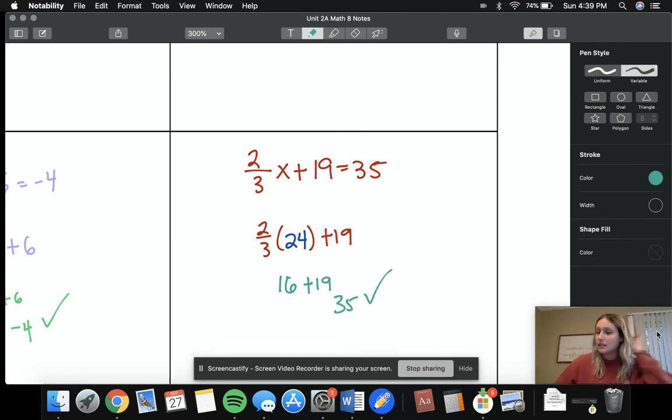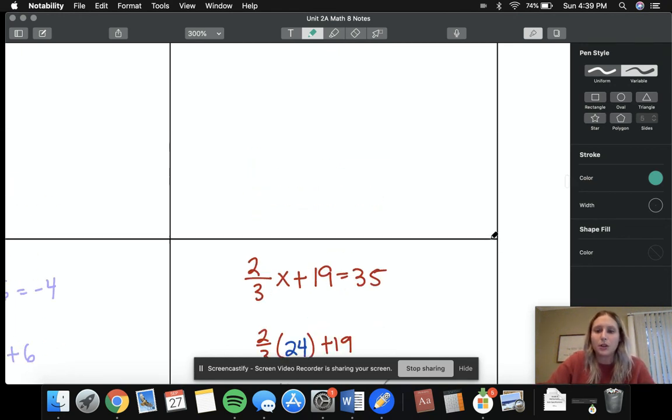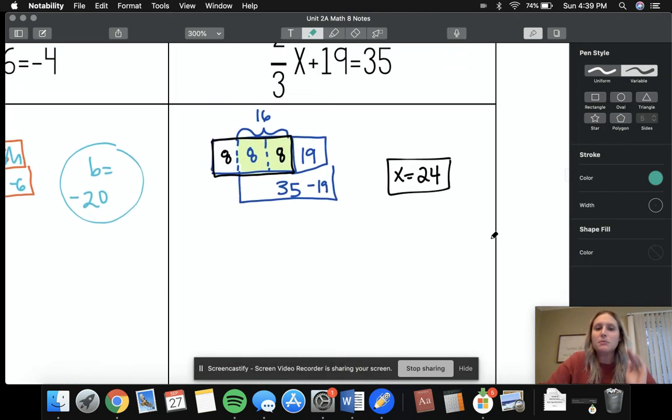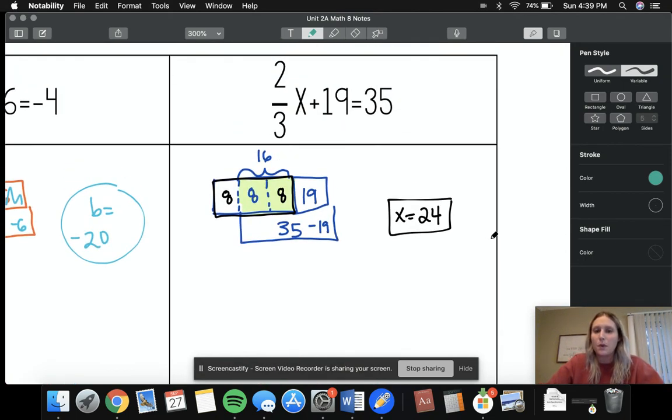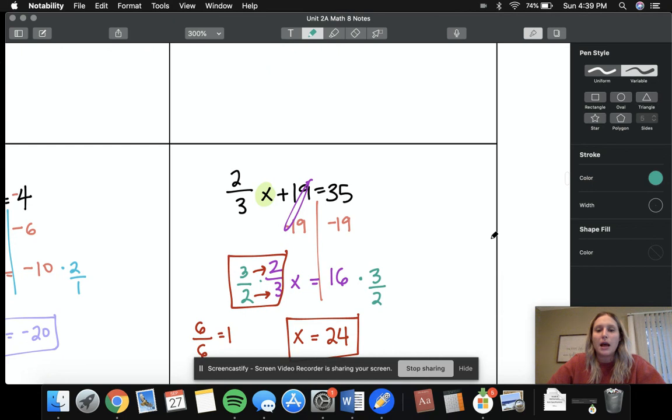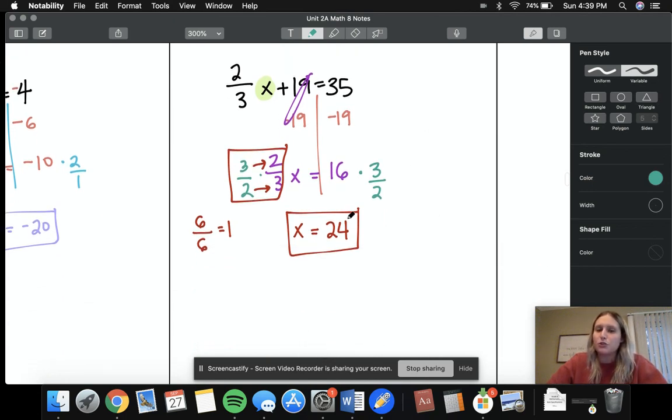Okay, so I'm not asking you guys to check it every single time, but it is a great strategy. I'm not telling you guys that you have to draw a model every single time, but to me, this makes sense to help me figure out what x is equal to. Algebraically, this works too, but sometimes we get lost in what we're actually trying to find.